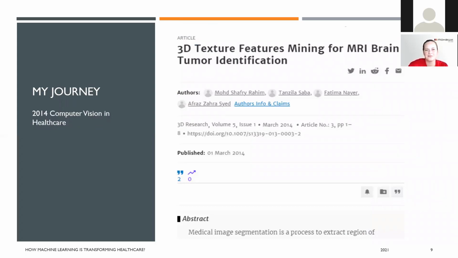Here is another research work based on 3D texture feature mining, published in the ACM Digital Library. It is the application of computer vision in healthcare. We applied a popular machine learning algorithm called SVMs for the segmentation of the MRIs. So MRIs are medical imaging.